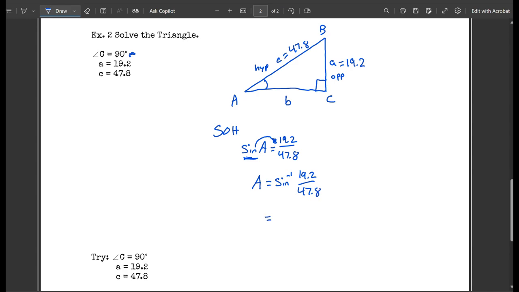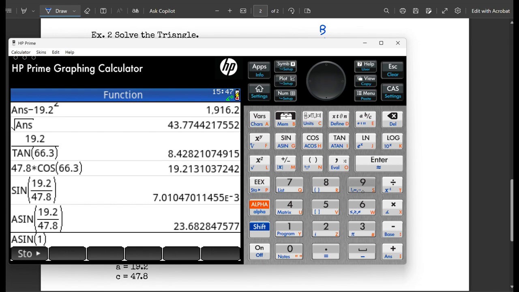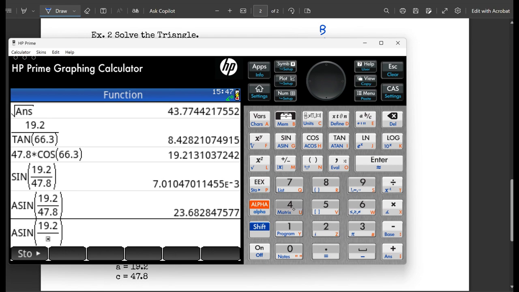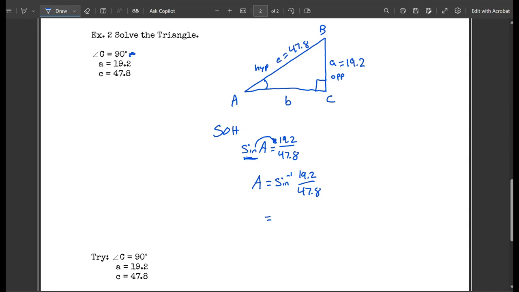And let's go to the calculator. Okay, so shift arcsine of 19.2 divided by 47.8 is going to equal 23.682. So we're going to round that to 23.68, and that is degrees. Okay, so great. So we've got this angle, 23.68 degrees.